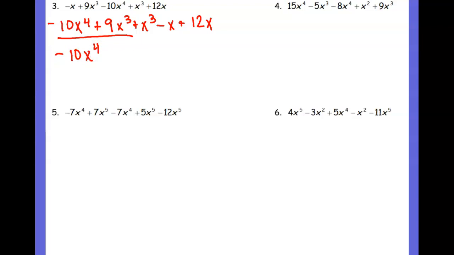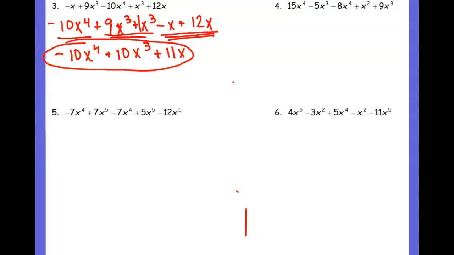Let me erase that. Here we go. There was nothing to group that with, but now with these two, we've got 9x to the third and x to the third, and that's how we get 10x to the third, because remember there's really a 1 right there. And then we've got a negative x and a positive 12x, so negative 1 plus 12 is positive 11. So that would be our answer there.